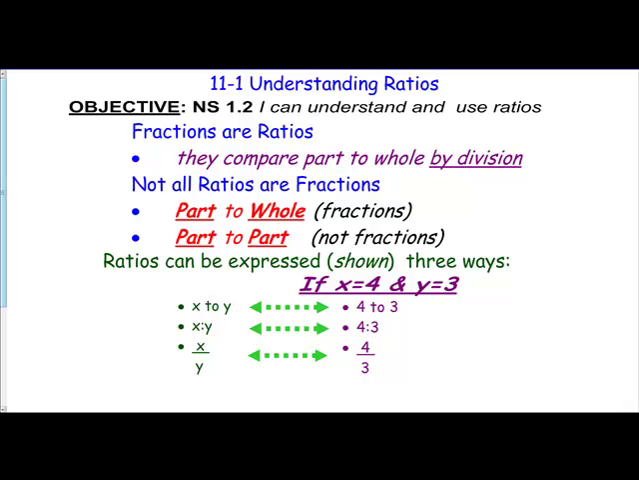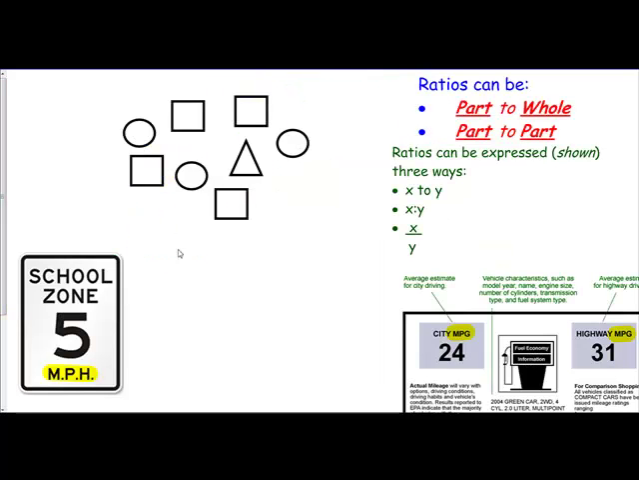Let's talk a little bit more about types of ratios. So we have a group of figures here. We have circles, we have squares, and we have triangles. And we can say we are going to compare squares to triangles. This part here is very important that we label. We need to label all of our ratios, that we are comparing squares to triangles. So let's count 1, 2, 3, 4 squares, and there is only one triangle. So we have 4 to 1 of squares to triangles.